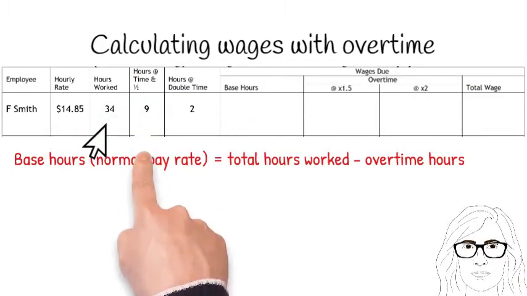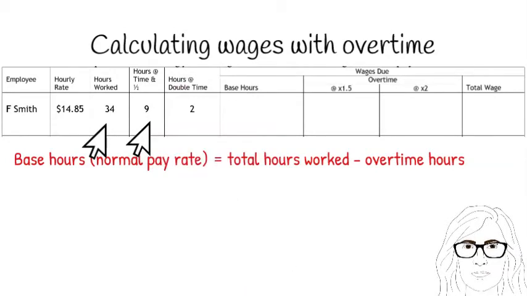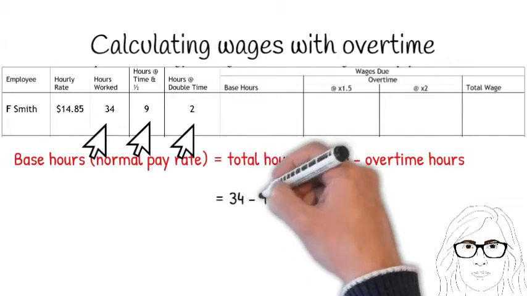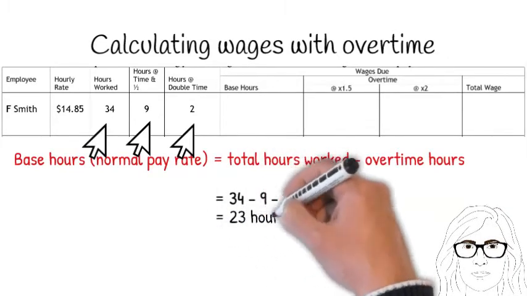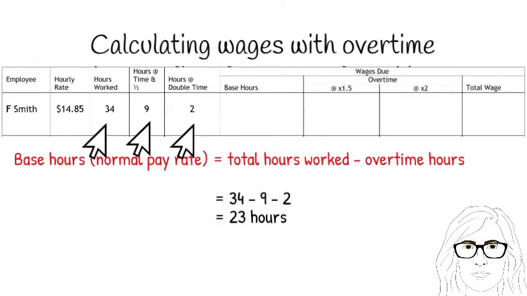We can see here the total hours worked, hours at time and a half, and hours at double time. Put these into your formula to calculate the total number of base hours.